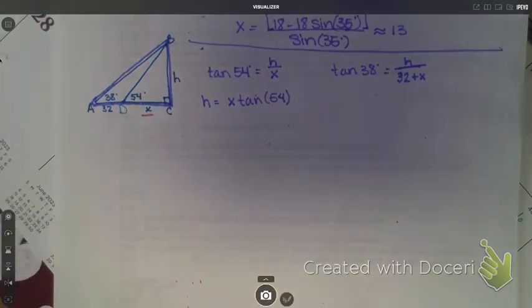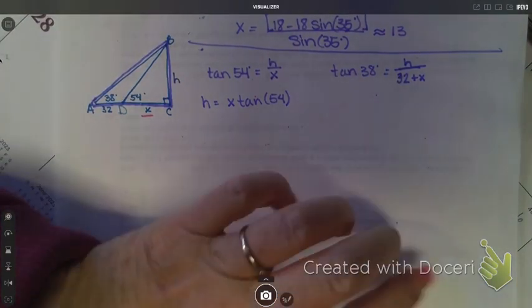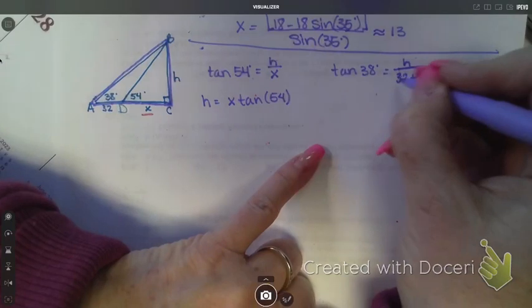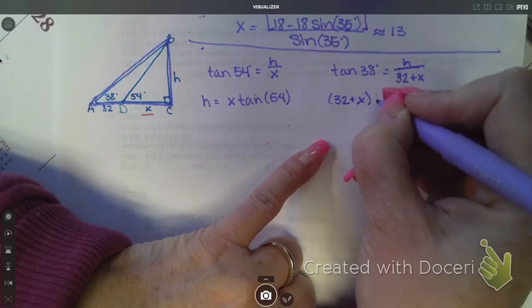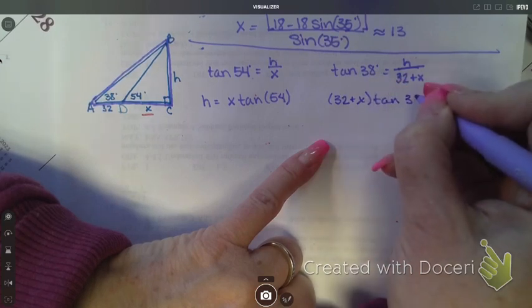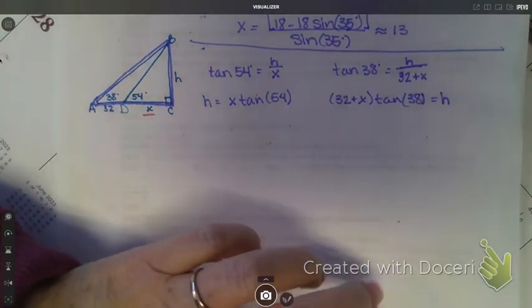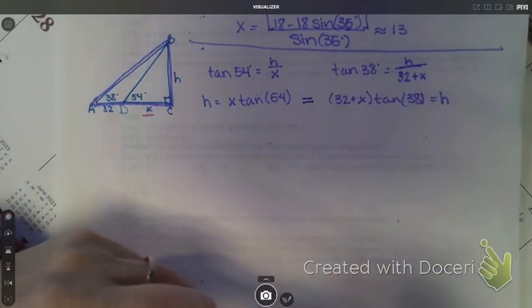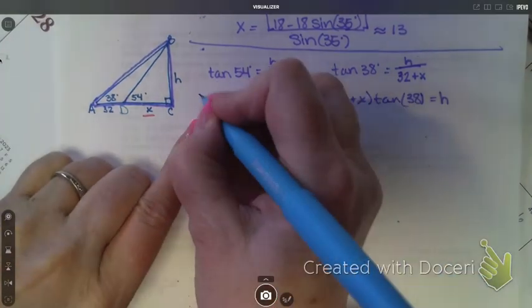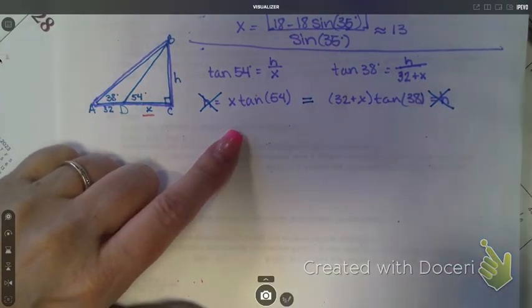So over here, how am I going to multiply by the quantity 32 plus x, right? So 32 plus x tangent of 38 equals h. Now I put the h's on the outside because now that they're both equal to h, we know they're equal to each other. So once I've put them equal to each other, the h's are just irrelevant, correct? Transitive property. So what am I solving for? X. I'm solving for x.